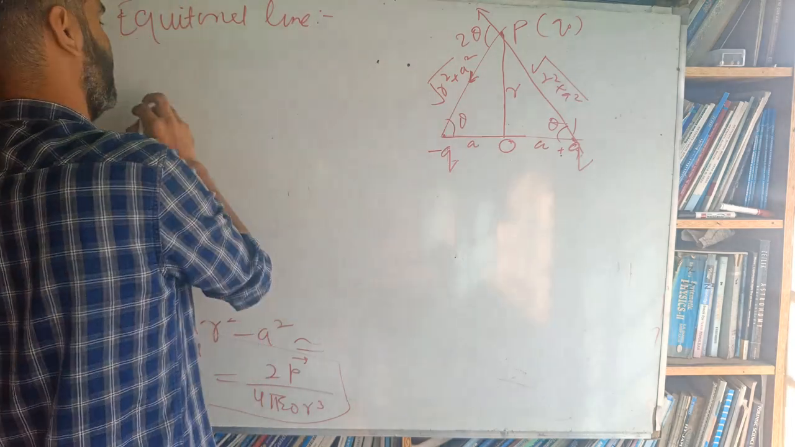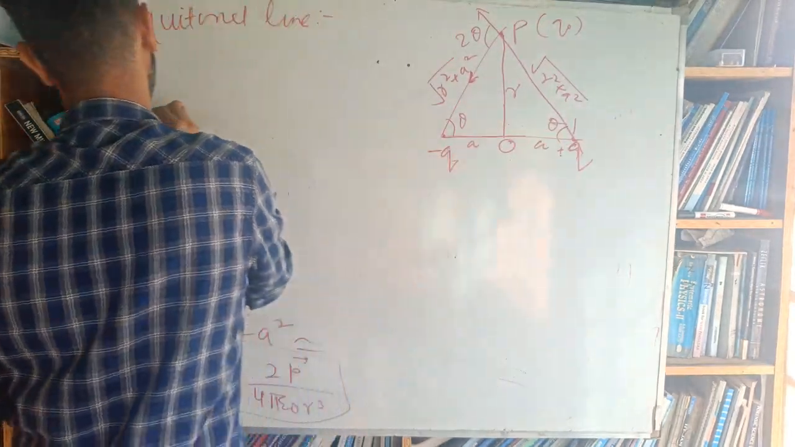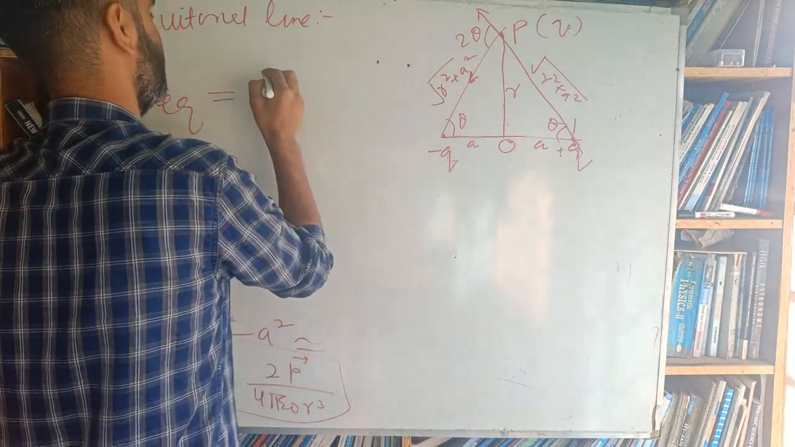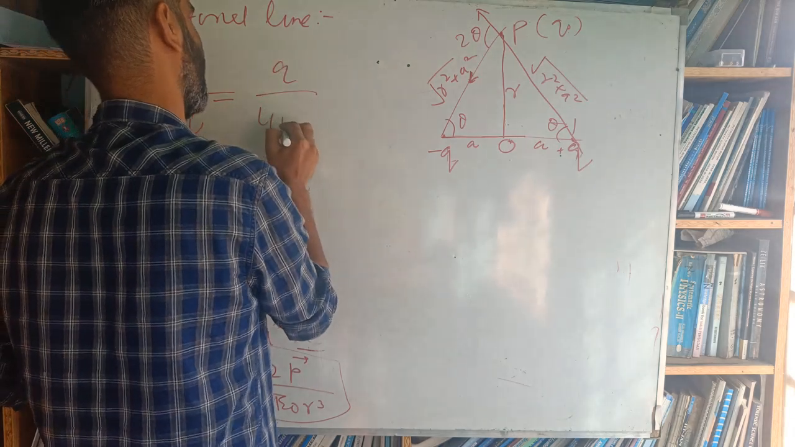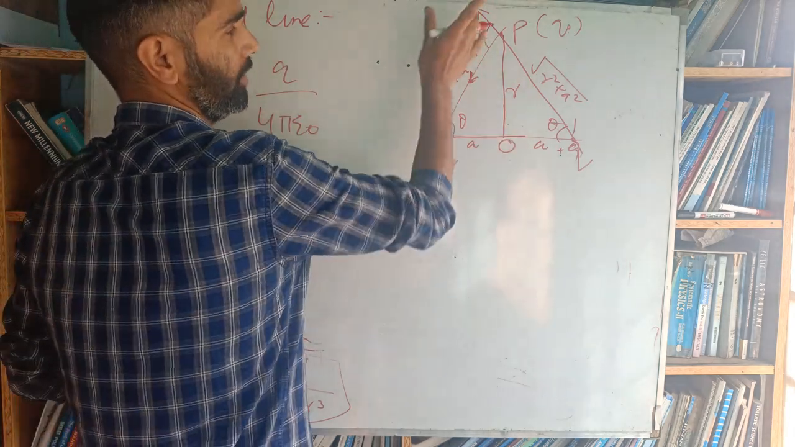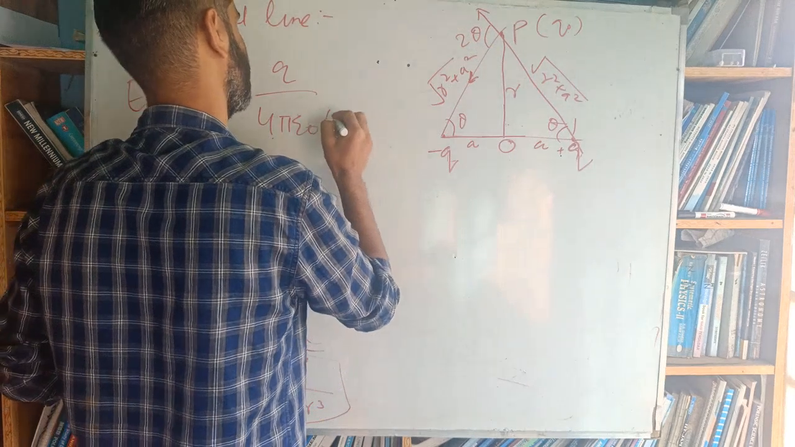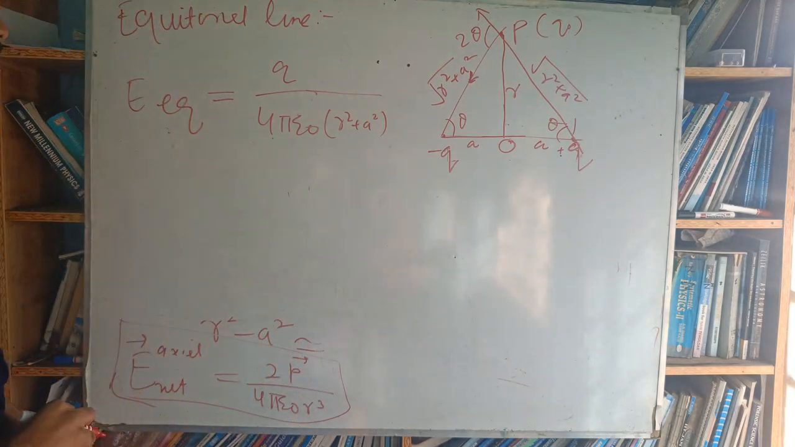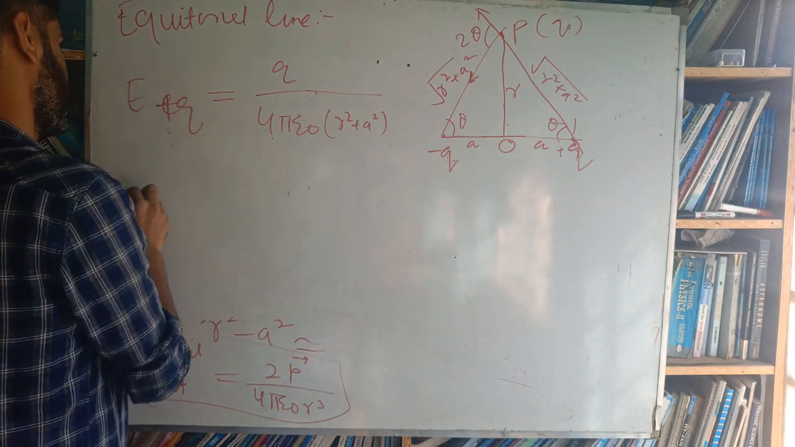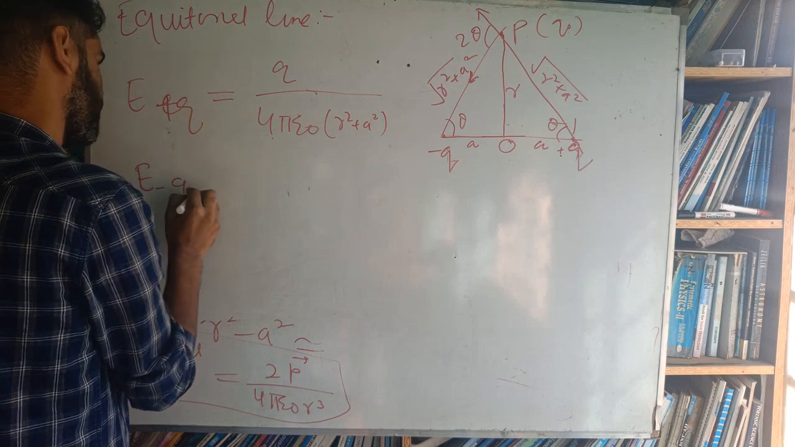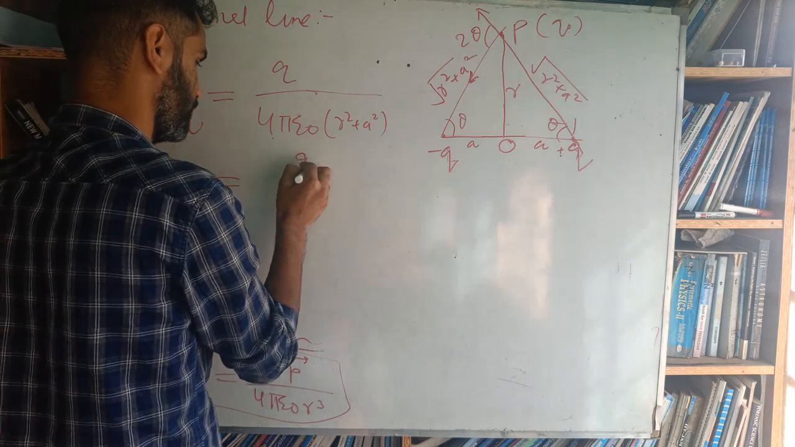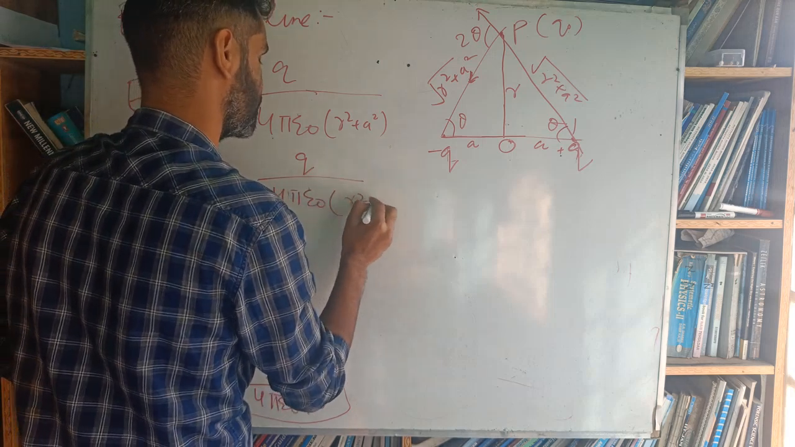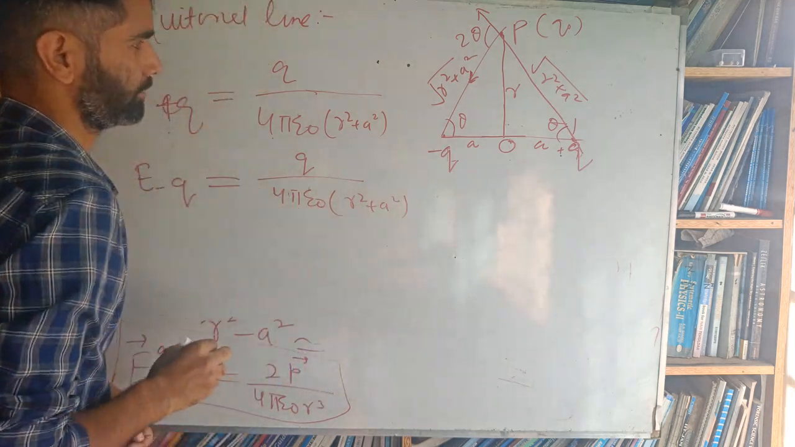I can write the electric field intensity due to the plus q charge as E plus q equal to q over 4 pi epsilon naught divided by the distance square, that is r square plus a square. This gives me the electric field intensity due to the plus q charge. Similarly, the electric field intensity due to minus q charge will be again q over 4 pi epsilon naught r square plus a square.